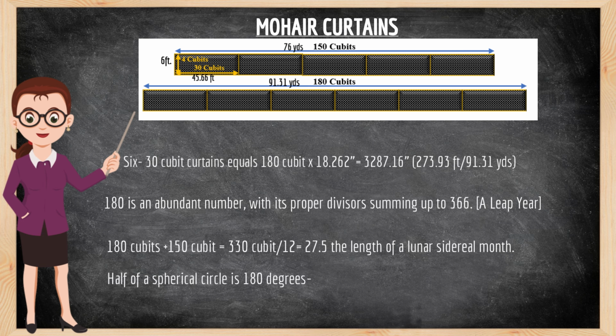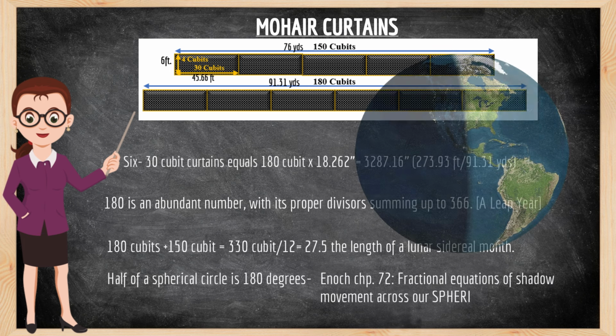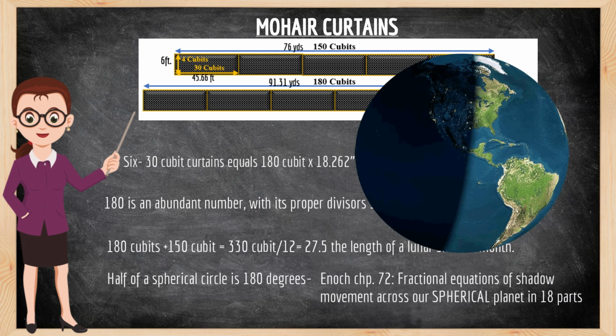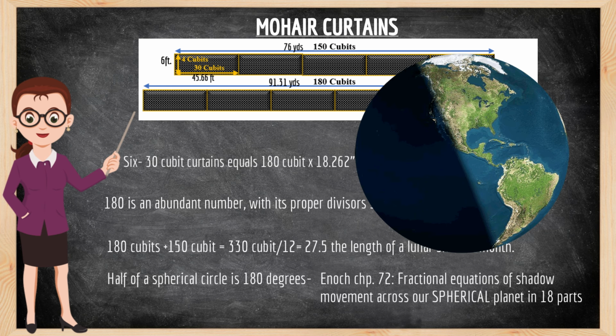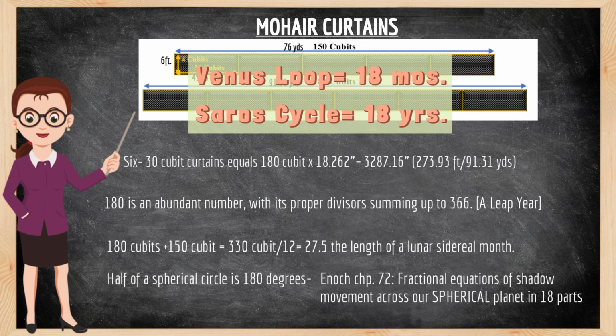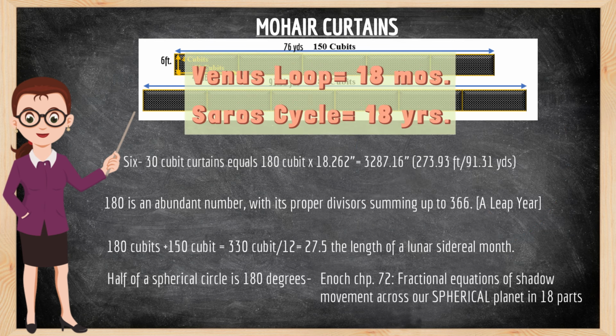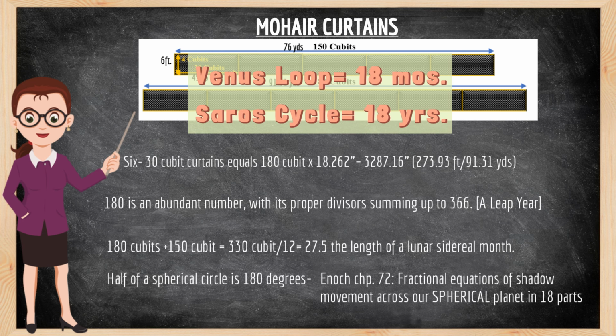Half of the spherical circle is 180 degrees, which is why Enoch breaks down the movement of the sun into 18 parts. He is detailing in fractional equation the shadow movement across our spherical planet. All that our Creator builds is mathematically connected. Now remember that the Venus rose takes 18 months to complete 1 petal, and the Saros cycle is 18 years.